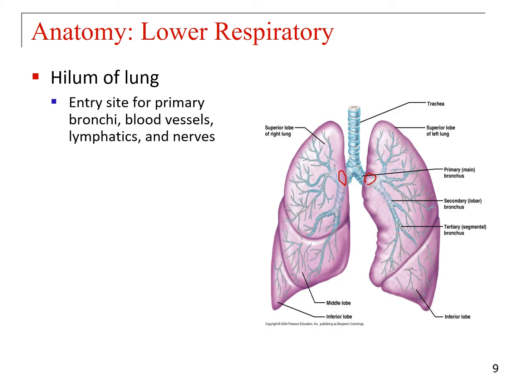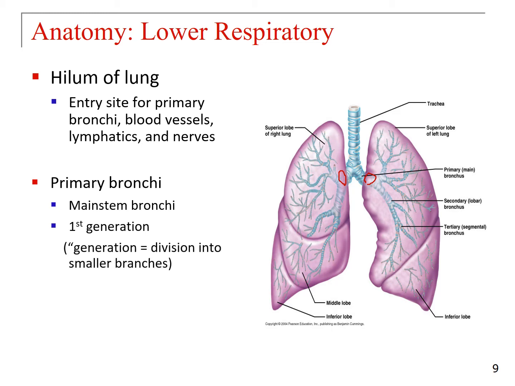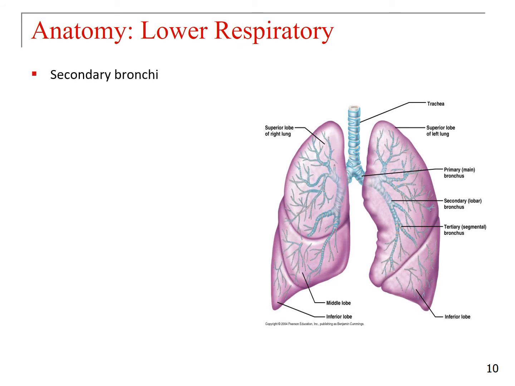So as I said, entry site for primary bronchi, blood vessels, nerves, and the one thing I forgot to mention was the lymphatics. Okay, now the primary bronchi are also called main stem bronchi, and that first split is called the first generation. And so again, a generation is a division into smaller branches. So the primary bronchi are still incomplete rings of hyaline cartilage. I'm sorry, that may have faded out. They're incomplete rings of hyaline cartilage.